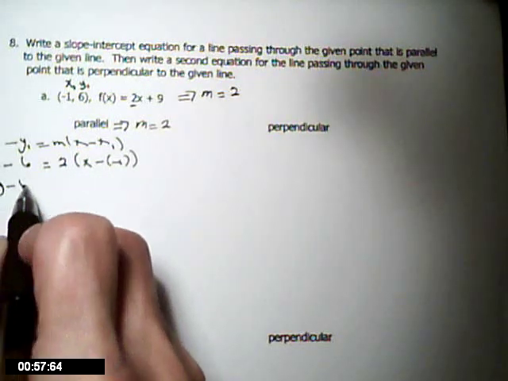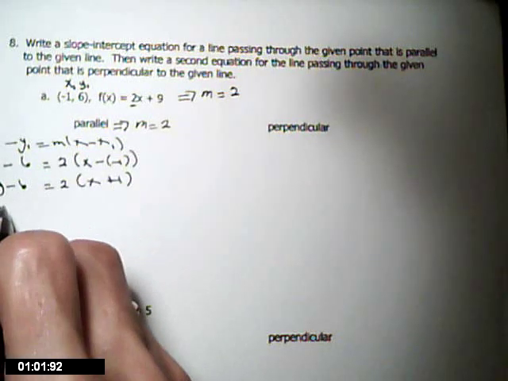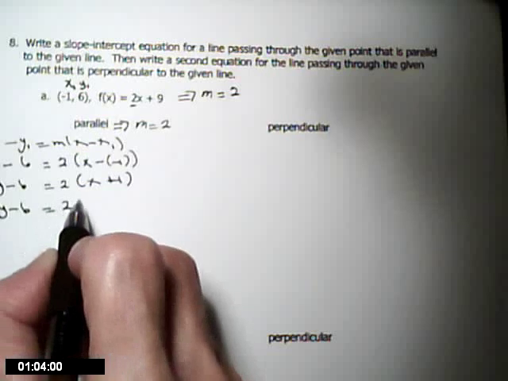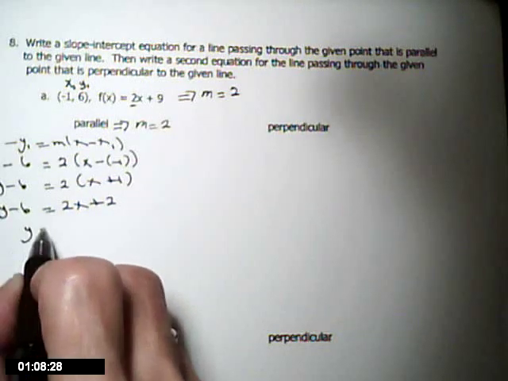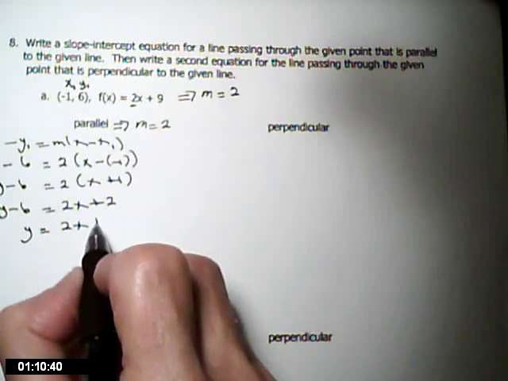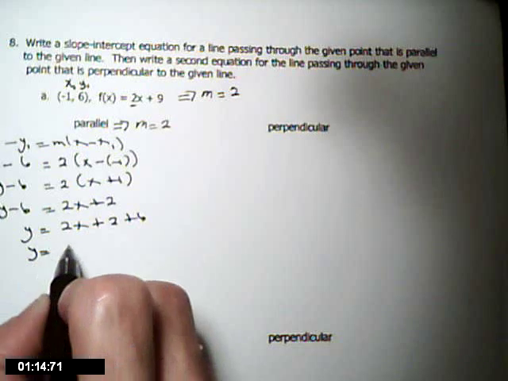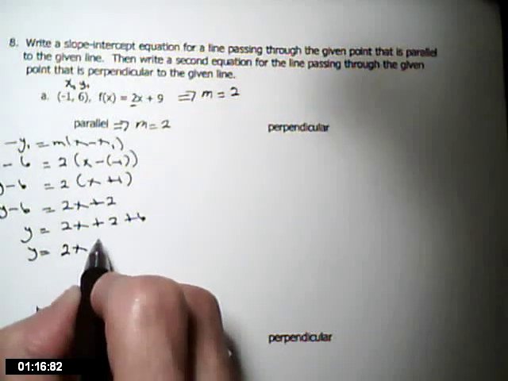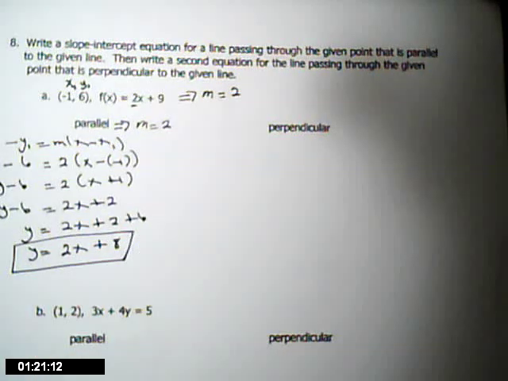Now you know that those double negatives will change to be a positive. Then we're going to distribute the 2 all the way through the parentheses. We need to solve for y, so this negative 6 will add to both sides, and when we simplify, we have y equals 2x plus 8. Now that's our equation of a line that is parallel to the given equation and going through the point negative 1, 6.